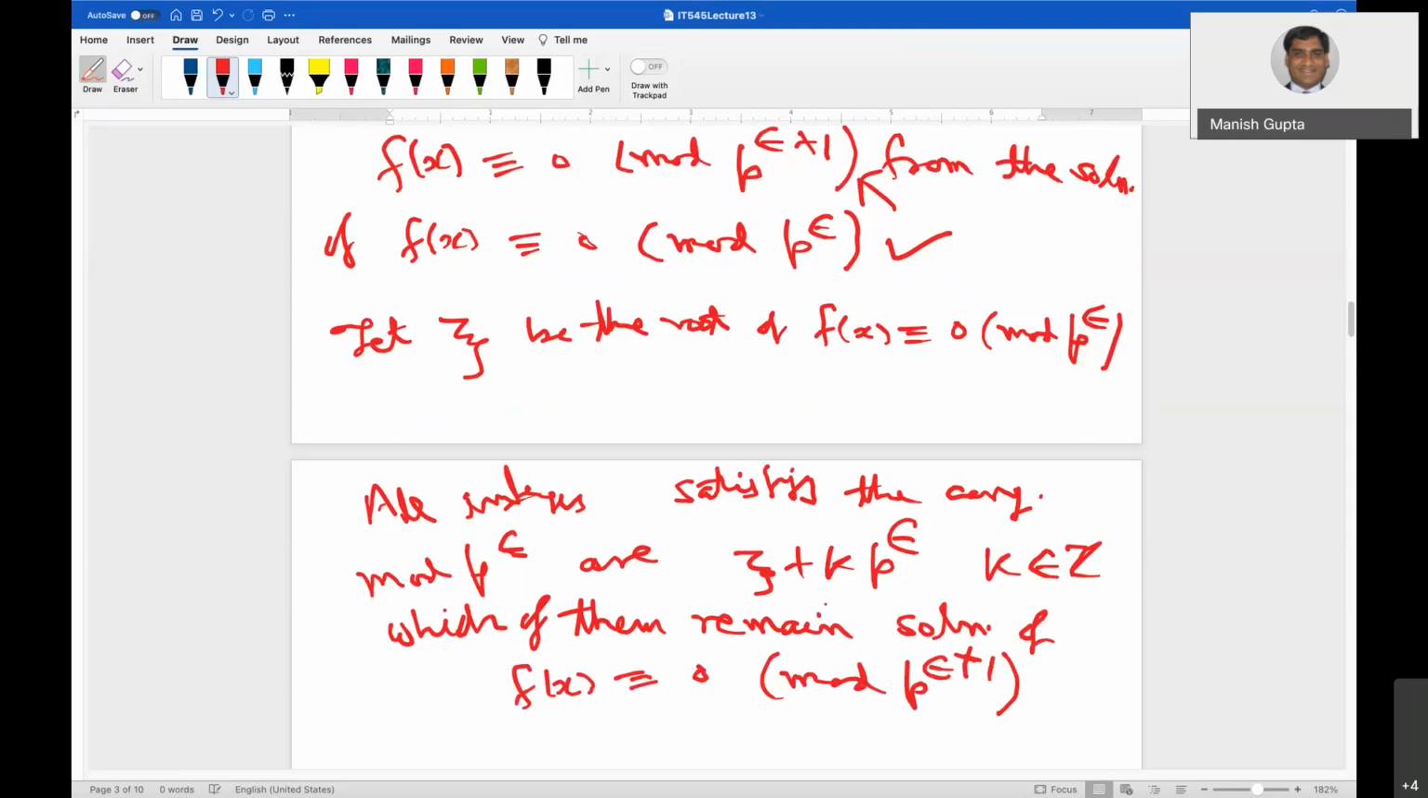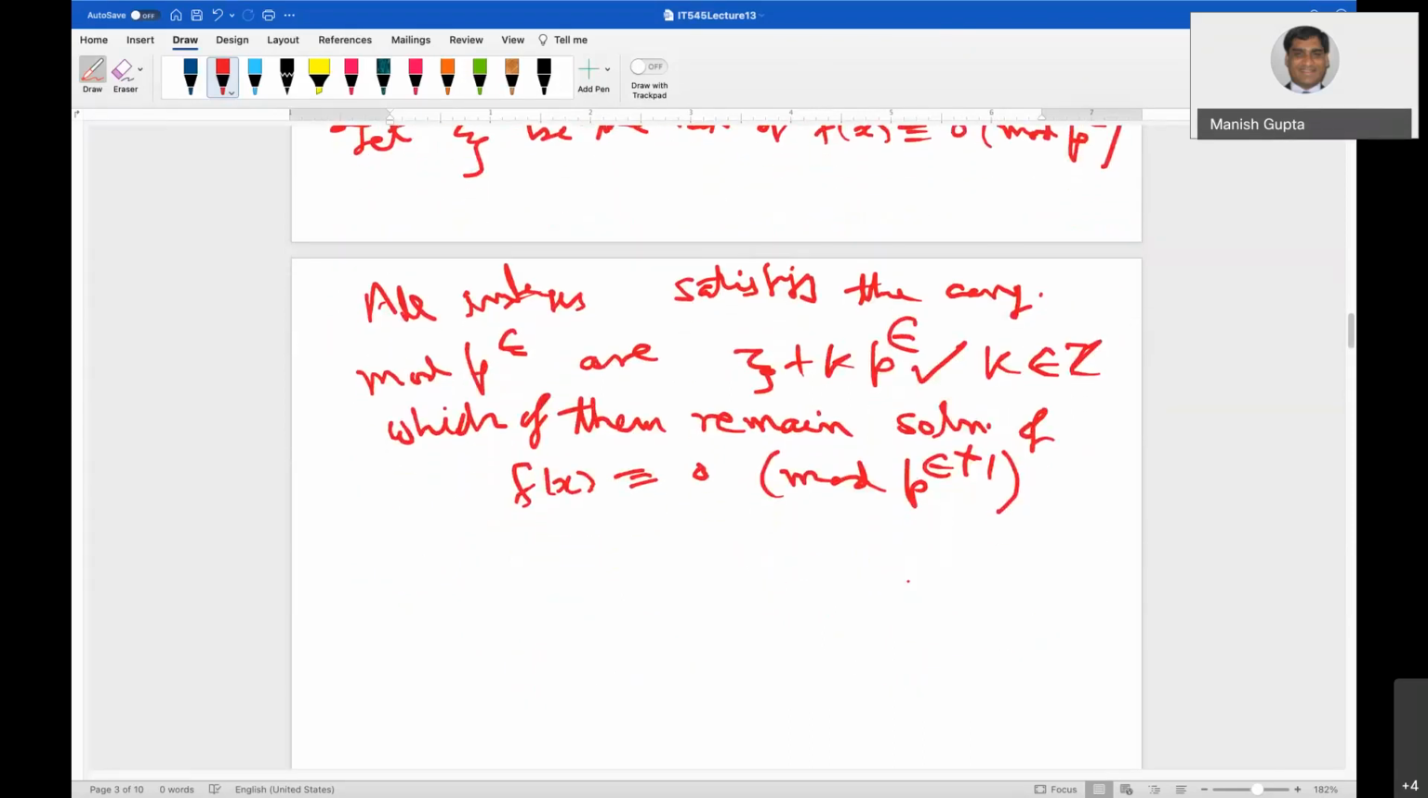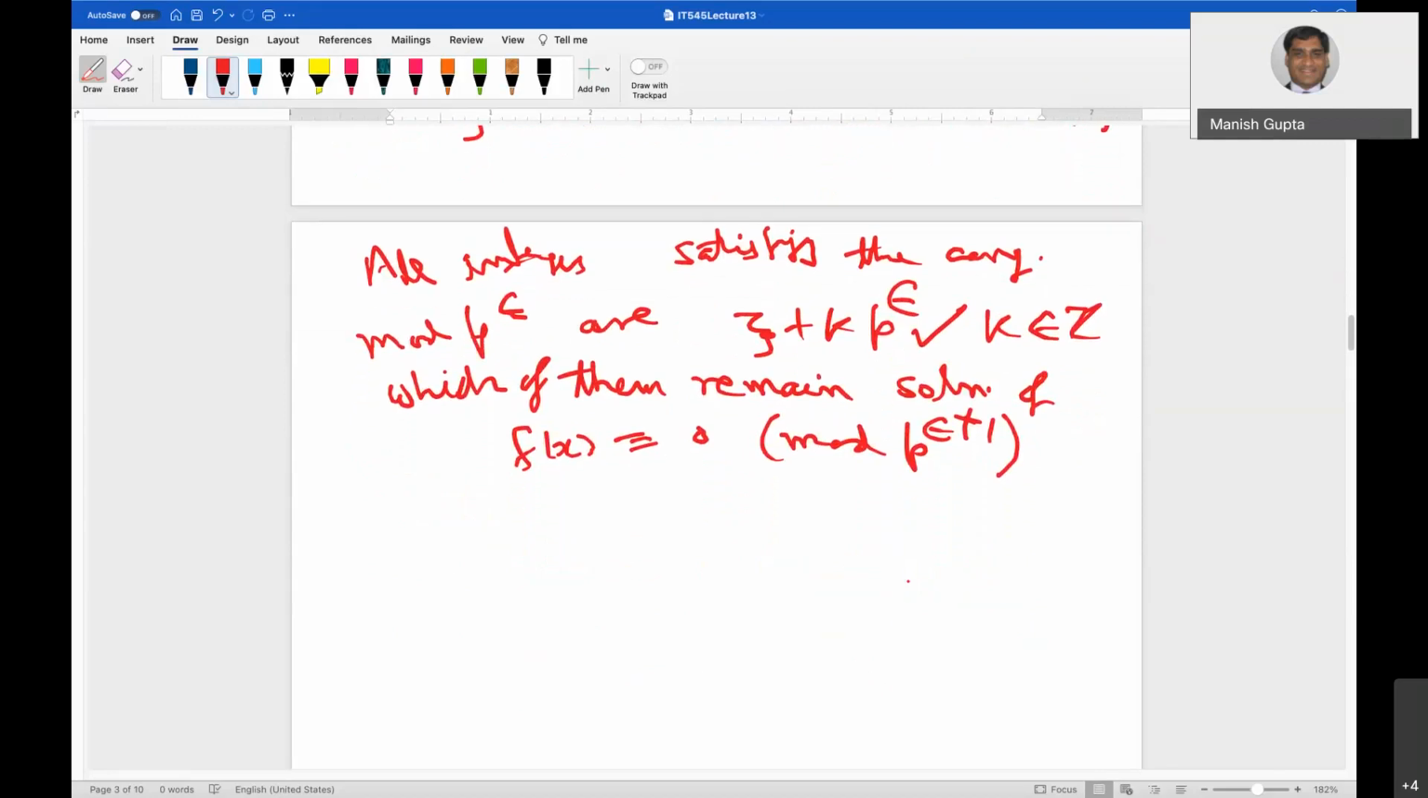ओके, तो मॉडलो p^ε के सारे रूट्स इस तरीके के फॉर्म के हैं, xi plus k times p^ε. अब हम देखना चाहेंगे k की किस वैल्यूज के लिए they are still the solution of this equation. Okay, so I can assume that suppose f(x) is of the form a_d x^d plus a_(d-1) x^(d-1) plus dot dot dot plus a1 x plus a0.